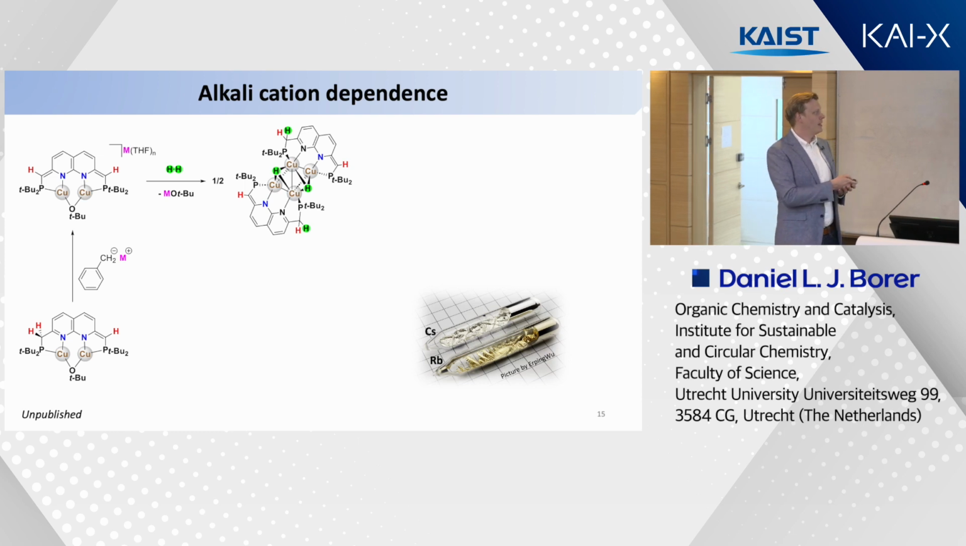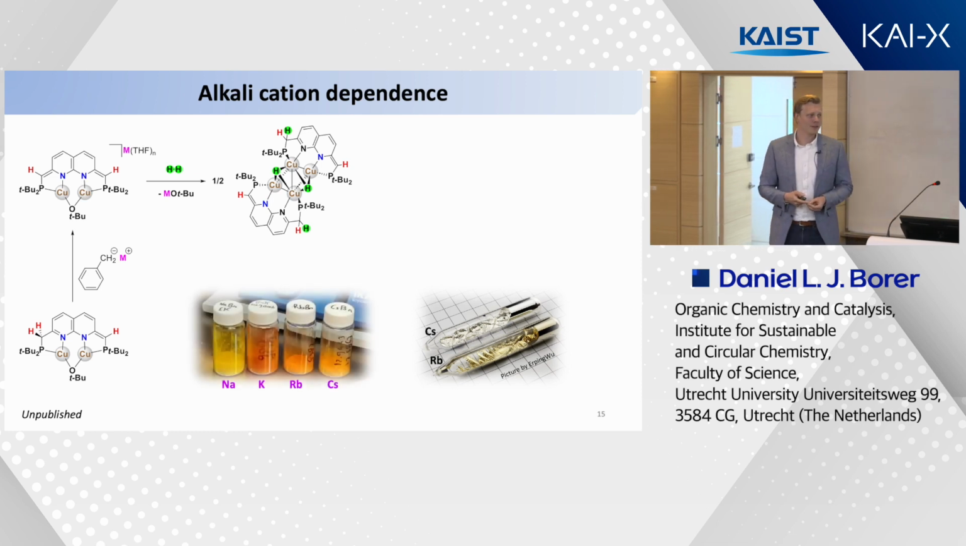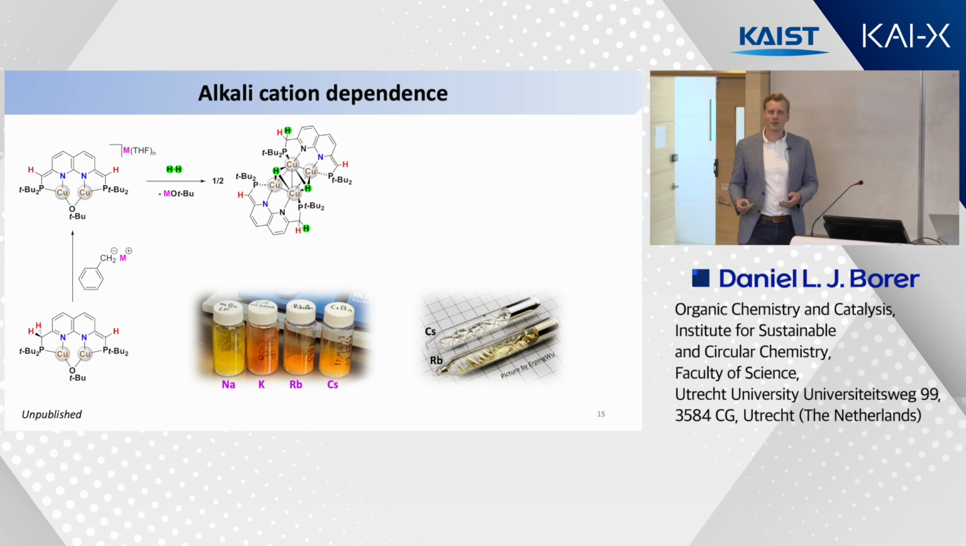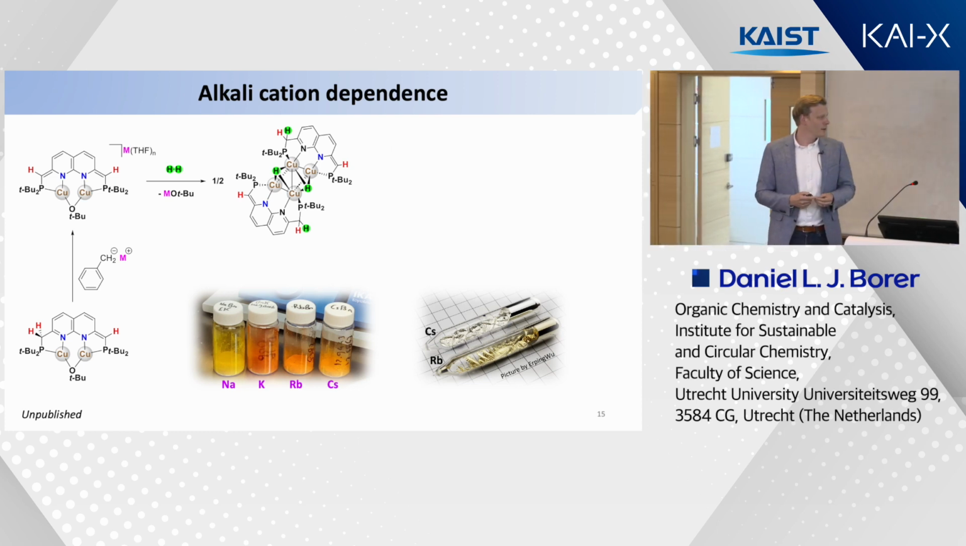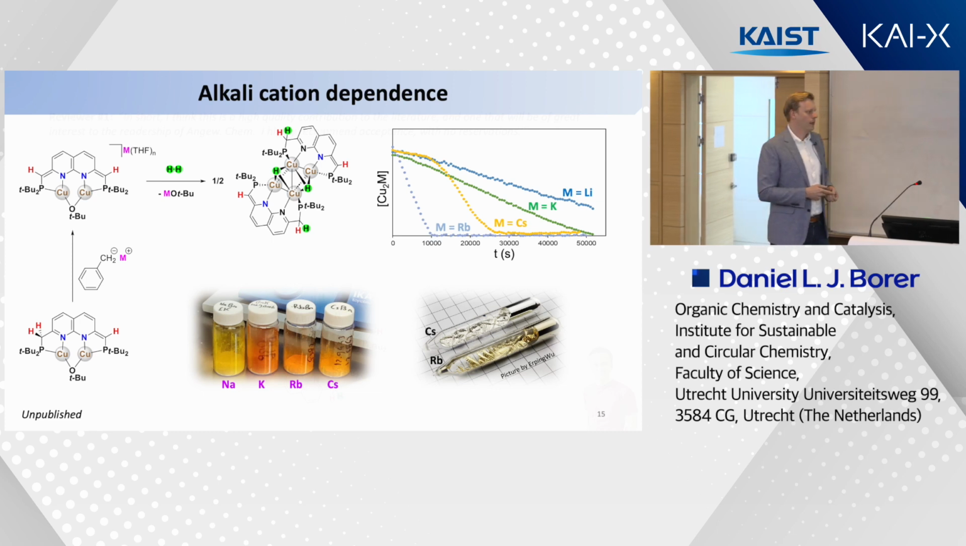And since we make this compound with benzyl potassium, we got to play with elemental cesium and rubidium, and we made the sodium, potassium, rubidium, and cesium equivalents thereof. So my PhD student, or actually it was a master student, was very excited that he got to do these experiments. And indeed, when we then look at the rate of the various alkali cation derivatives, we see a distinct effect on the rate of the reaction.